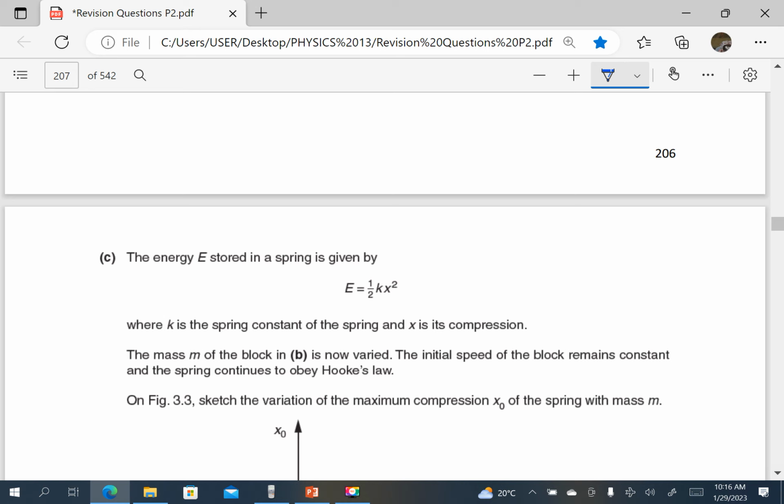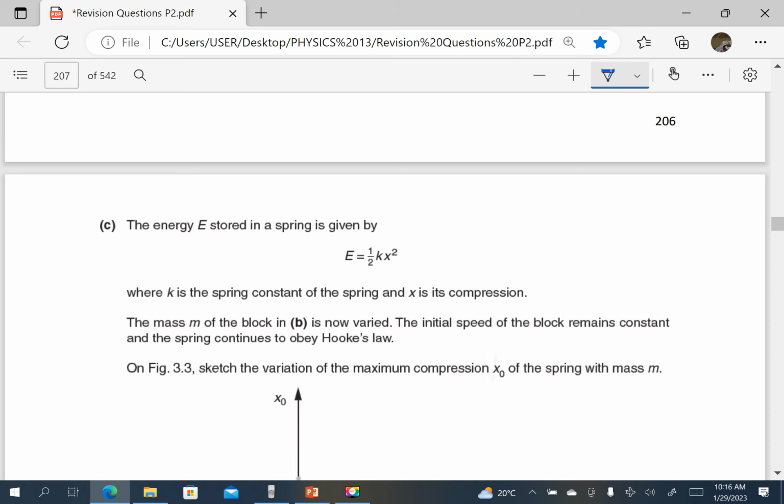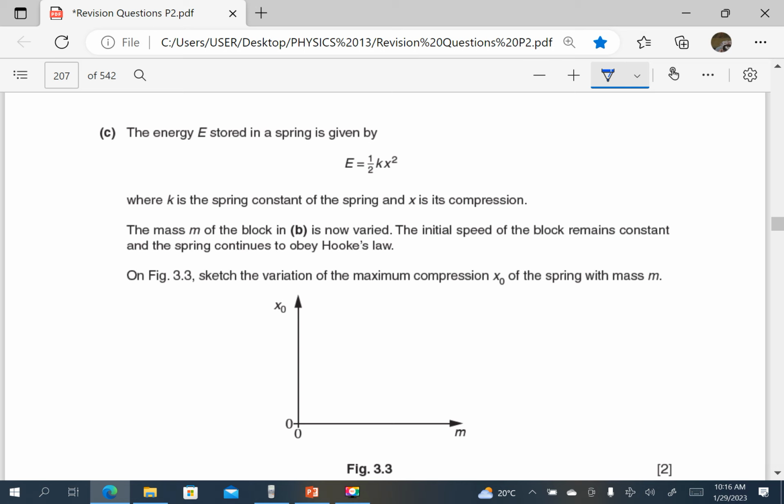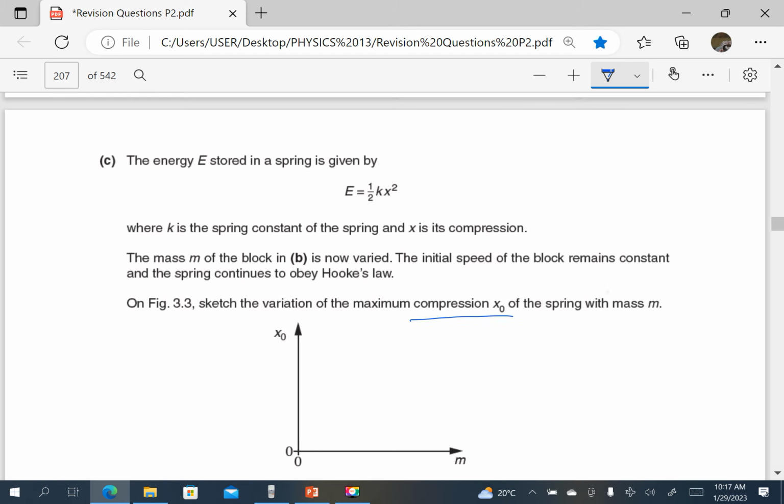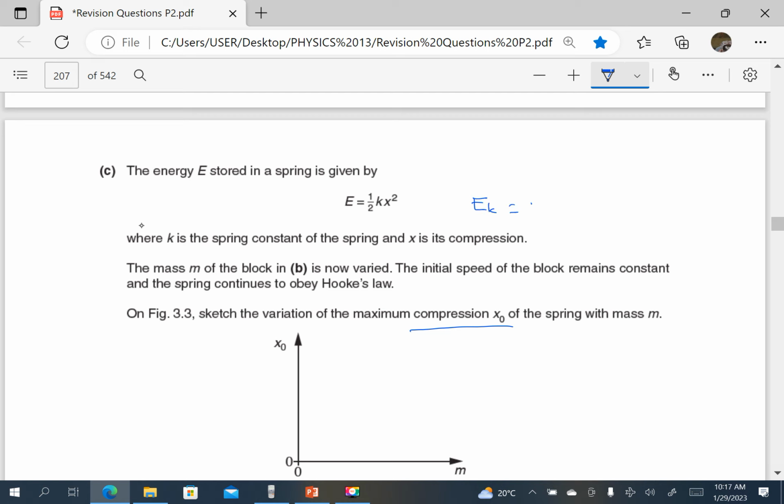The energy E stored in a spring is given by that expression, where k is the spring constant of the spring, and x is its compression. The mass m of the block in B is now varied. The initial kinetic energy of the block remains constant, and the spring continues to obey Hooke's law. On the figure, sketch the variation of maximum compression of the spring with the mass m. Remember, the loss in kinetic energy becomes the gain in elastic potential energy. So we can say that a half m v squared should be equal to a half k x squared.